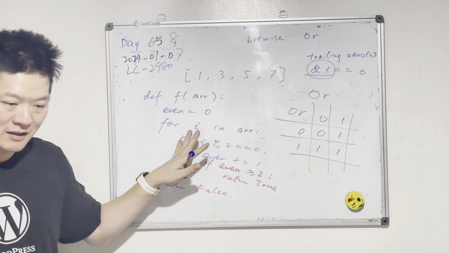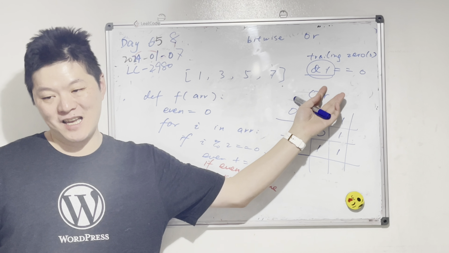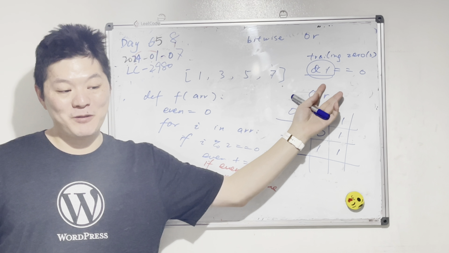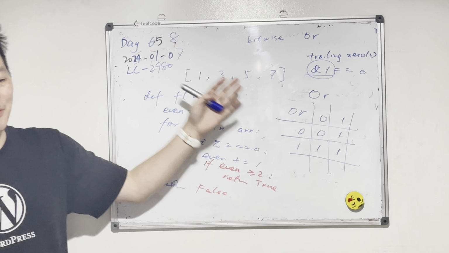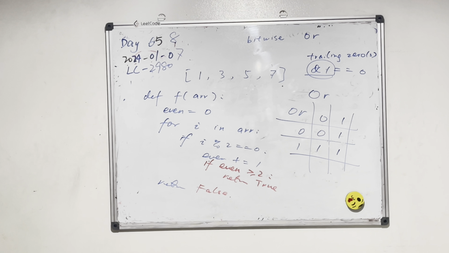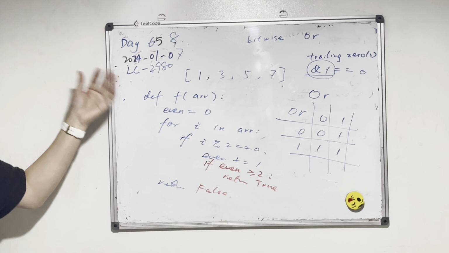Why is it still O(n)? Just imagine in the worst case, only the last 2 numbers are even numbers. So there are a million odd numbers before the last 2 even numbers. Okay, so this is the traditional way to count if there are at least 2 even numbers in the array.